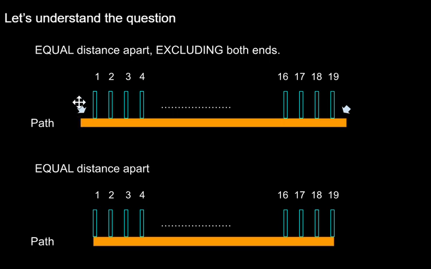You place 19 lampposts on it, and the lampposts exclude both ends. That means you don't start the first lamppost at the end. So in this case, you walk a little bit, then you see the first lamppost, and they are placed equal distance apart. So this is how the diagram will look like.